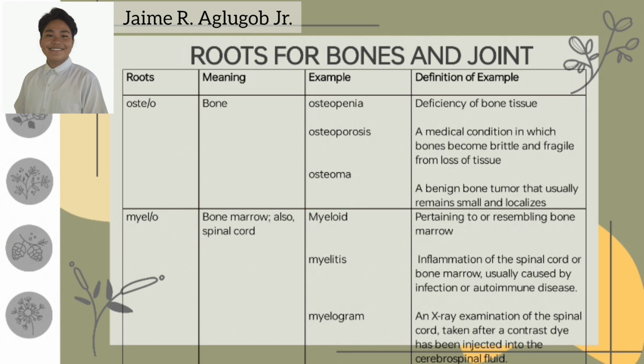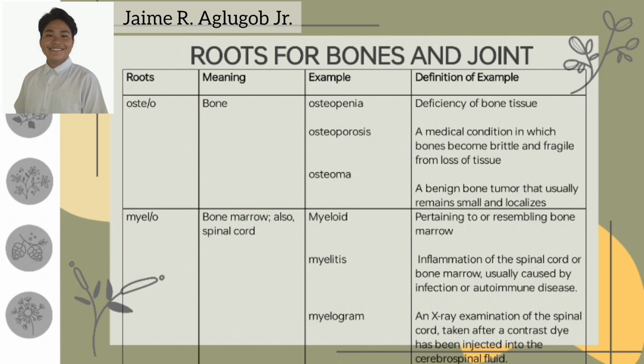Myeloid cell refers to the family of immune cells, which are the monocytes, macrophages, granulocytes, mast cells, and myeloid dendritic cells or the MDCs. And you know what, guys? The function of immune cells in our body is to serve as a defender, which defends the body from invading pathogens, bacteria, viruses, and a lot more. Next on the list is the myelitis.